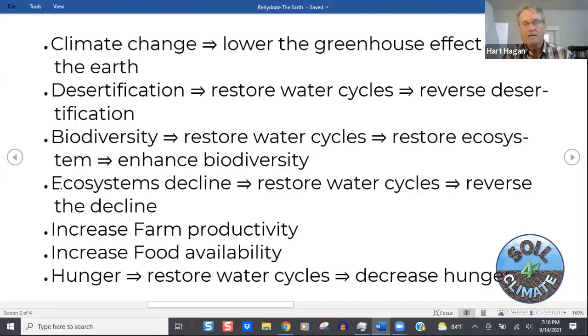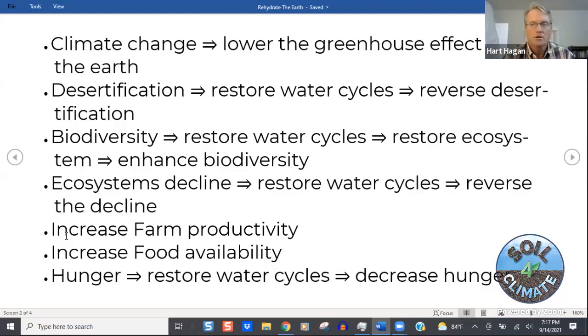Next item is, okay, ecosystems are in decline. If we restore water cycles, we can reverse that decline. Now, let's talk about increasing farm productivity. Imagine a farm that is in drought. When farms are experiencing drought, your crops don't do very well and your livestock doesn't have very much food. A lot of that going on out west, in the American West. If we restore water cycles, then we can increase farm productivity, especially farms that do things right, especially regenerative farms that require water cycles.